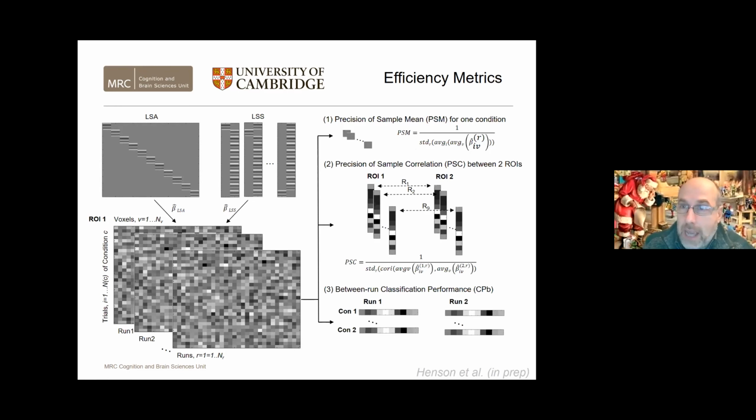And finally, if we're talking about MVPA, here there are several measures. I'm going to talk about one of them, between-run classification performance. Basically, here we're going to average over trials, but have a pattern over voxels. And then we have the same condition in multiple runs, so we can look at how similar the patterns are for condition 1 across runs, and compare that to how similar condition 1 is with a different condition across runs. And generally, classification performance would be better when the within-condition comparison is higher than the between-condition correlation.